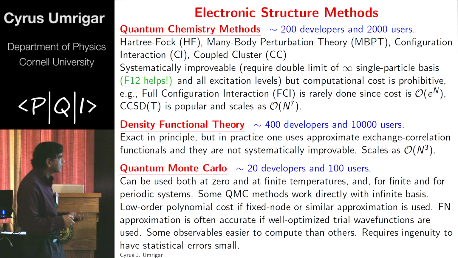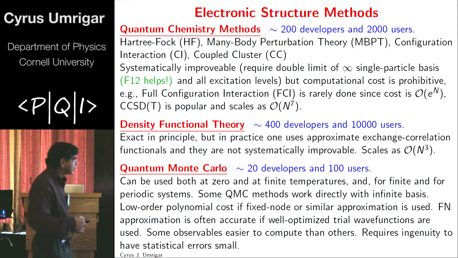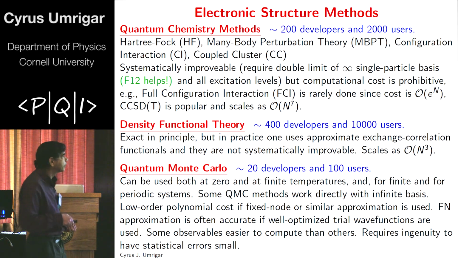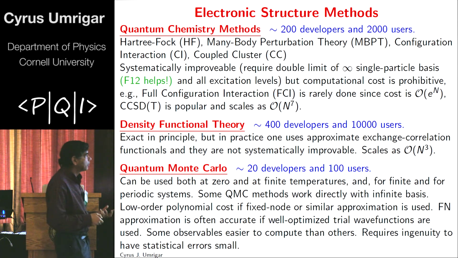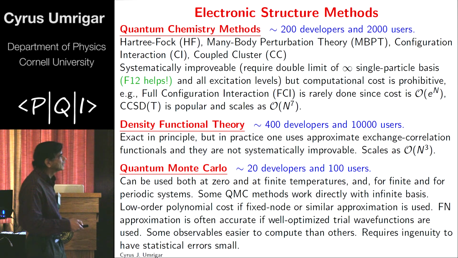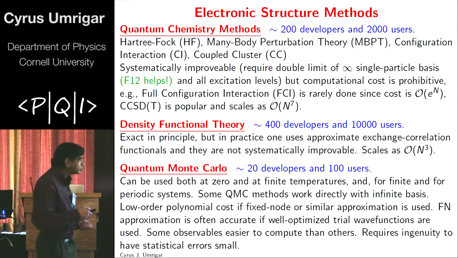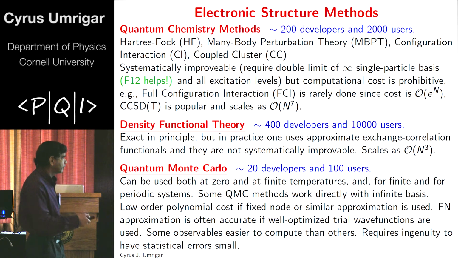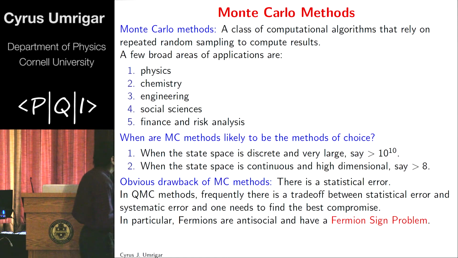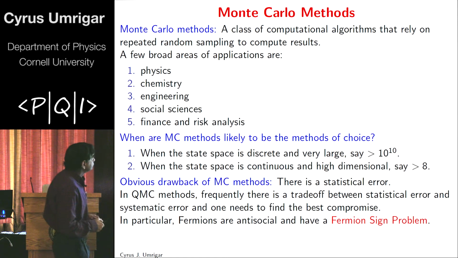Quantum Monte Carlo methods are rather versatile. They're used both for finite and periodic systems. Some versions of the quantum Monte Carlo methods have the advantage that they work directly in an infinite basis. So you don't have to extrapolate to infinite basis like you do in the other methods. They do have downsides. Of course, they have a statistical error, and some observables are easier to compute than others.